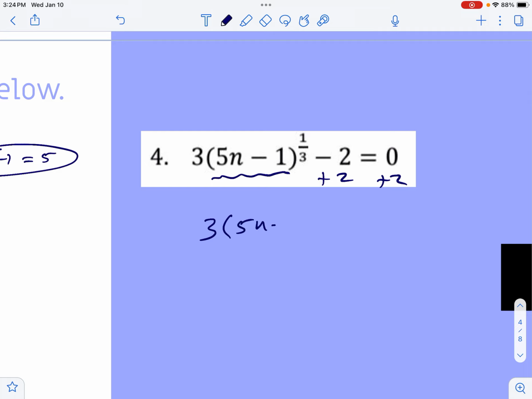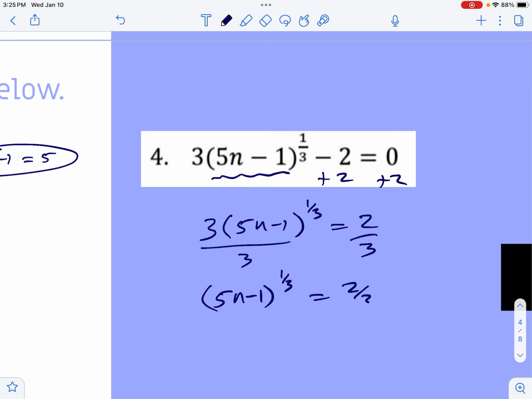And I get 3 times (5n minus 1) to the 1/3 power. I'm going to set that equal to 2. Divide both sides by 3. I'll leave that as 2/3. That's fine. (5n minus 1) to the 1/3 equals 2/3.